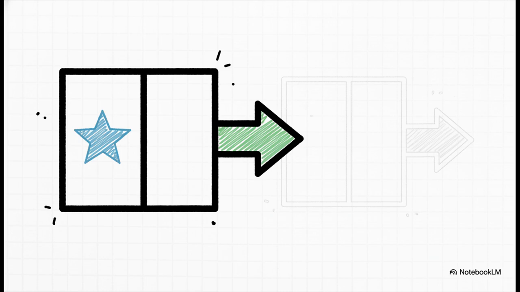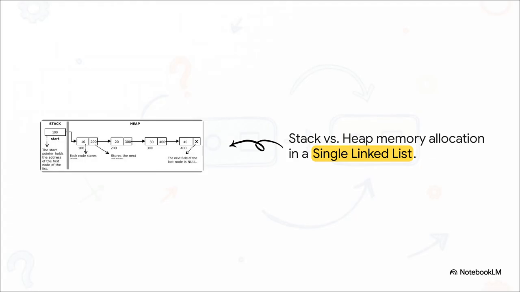Picture your computer's memory like a map. Your start pointer is hanging out over on the stack. It's just a local variable holding an address. But that address points over to the heap where your very first node lives. Each node in the heap holds its data and then uses that next pointer to chain to the address of the following node. It's like a scavenger hunt, chaining all the way down until the very last node. And to explicitly mark the end of the line, that final node's next field is simply set to null.